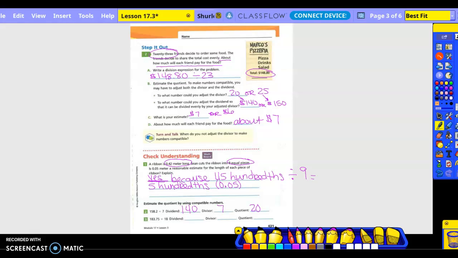Okay, number 3, we have 183 and 75 hundredths divided by 18. The first thing we want to look at is the divisor. This one is a double digit number, so we can't leave it as 18. What would it be closest to? 20, okay?